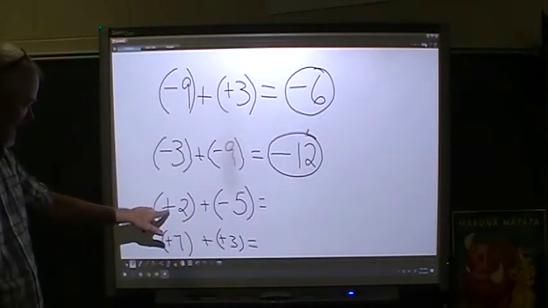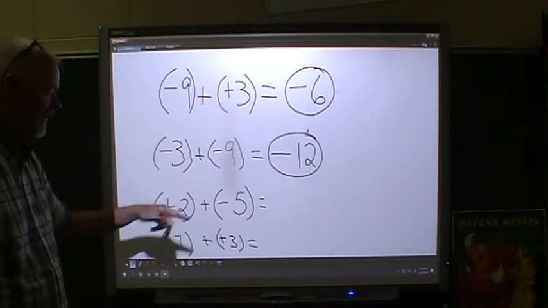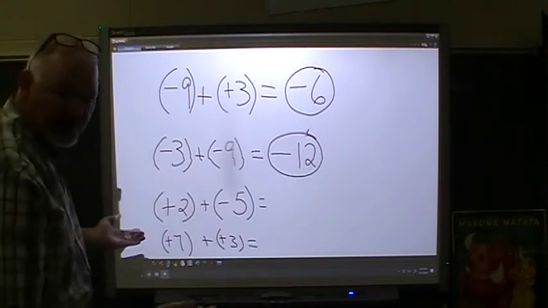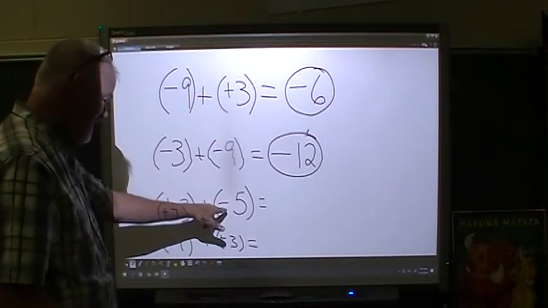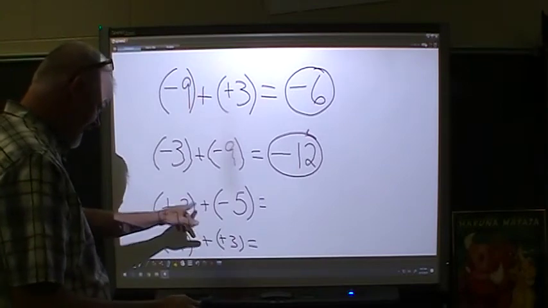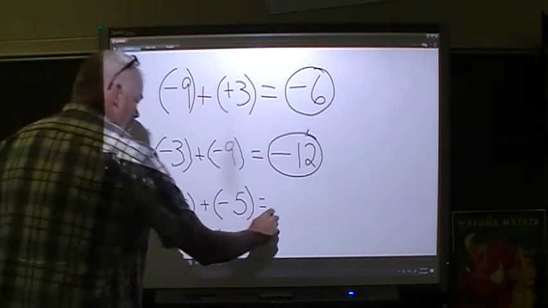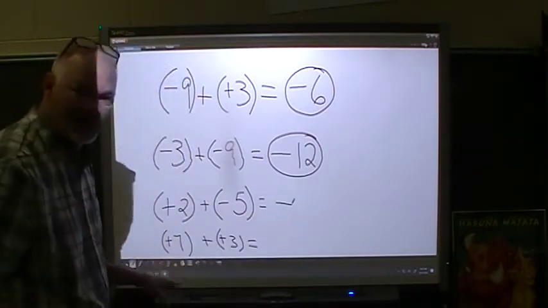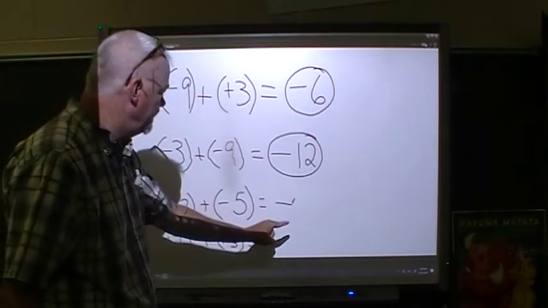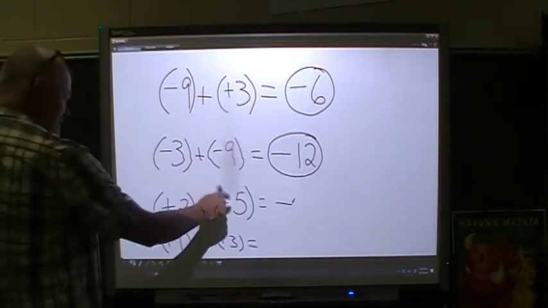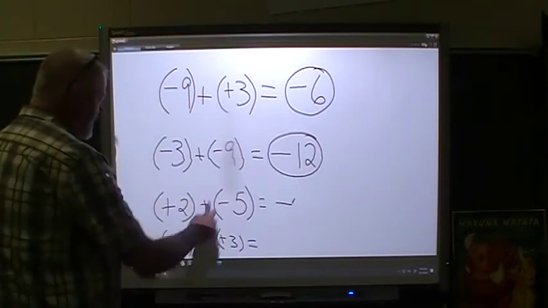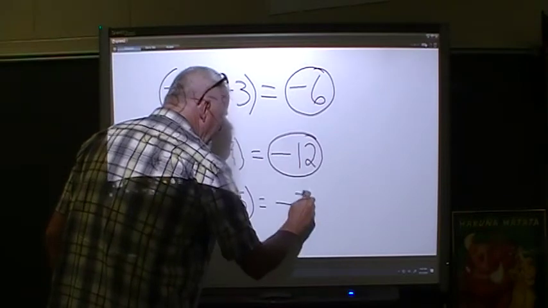This one, positive 2 plus negative 5, okay? Signs are different. Not even looking at the numbers, I see a positive and negative. The signs are different, and we're adding. Now I look for the bigger number. 5 is bigger than 2, so my answer is going to be negative. I haven't even looked at the numbers yet. I know my answer is going to be negative. All right? So we got 5 negatives, and we got to subtract 5 minus 2. The answer is negative 3.